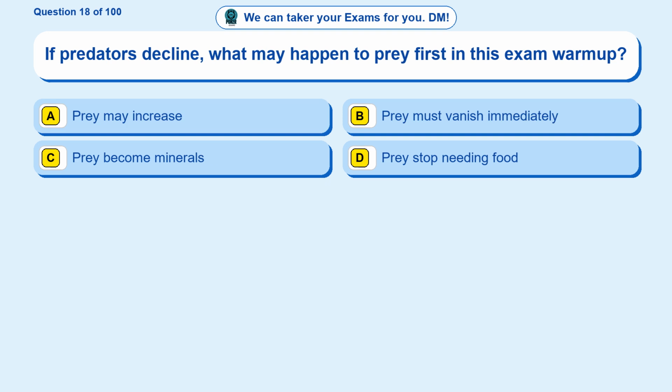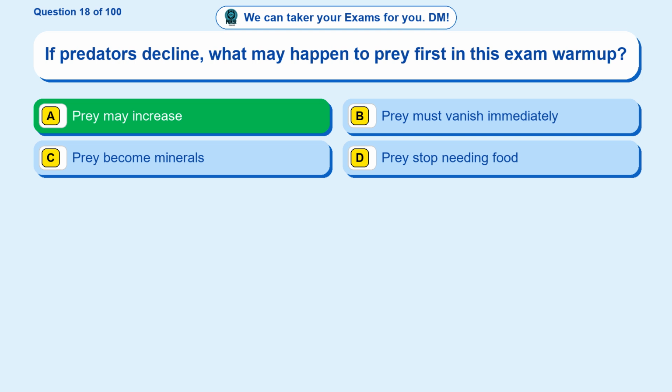Question 18. If predators decline, what may happen to prey first in this exam warm-up? Option A. Prey may increase. Option B. Prey must vanish immediately. Option C. Prey become minerals. Option D. Prey stop needing food.